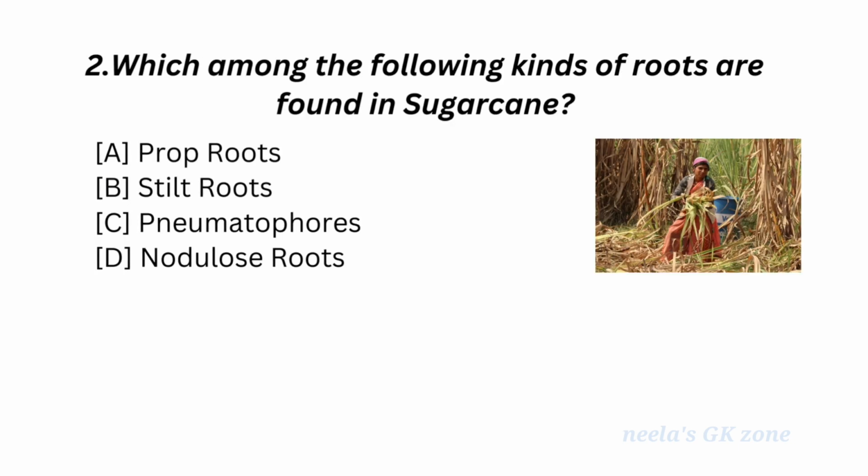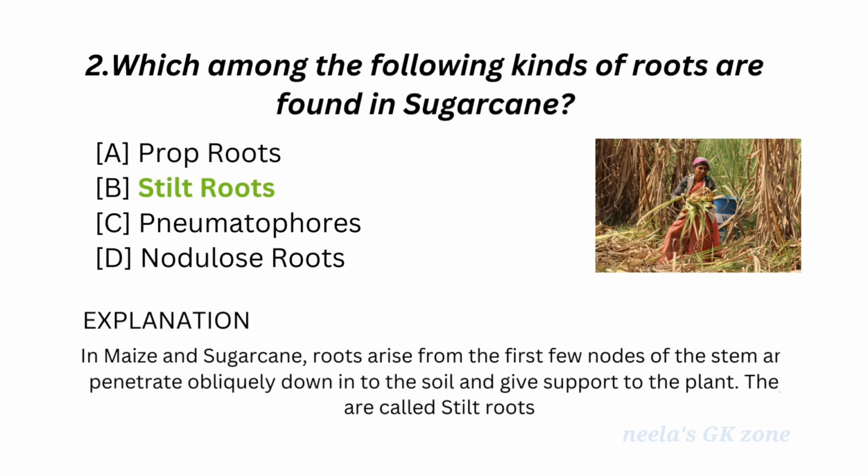And the next question, which among the following kinds of roots are found in sugar cane? Prop roots, stilt roots, nematophores, nodulous roots. And the answer is stilt roots. In maize and sugar cane, roots arise from a few nodes of a stem and penetrate obliquely down into the soil and give support to the plant. They are called stilt roots.